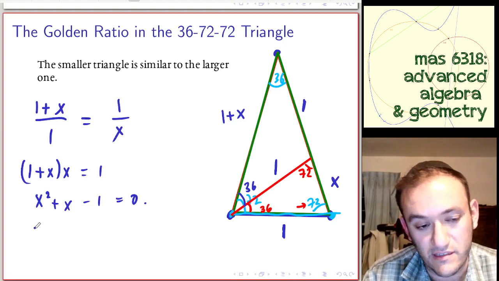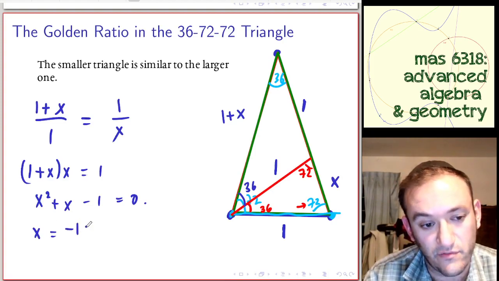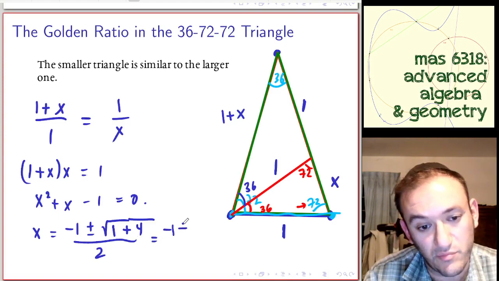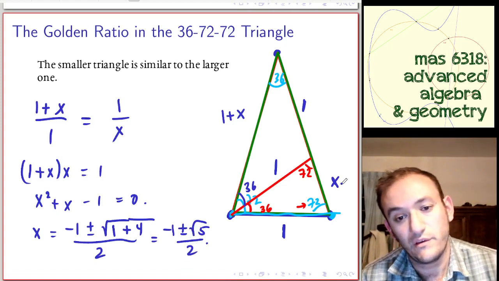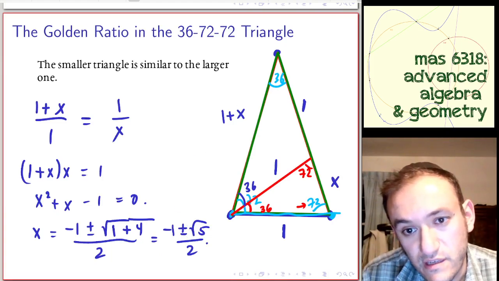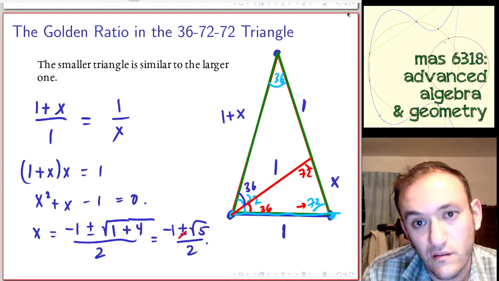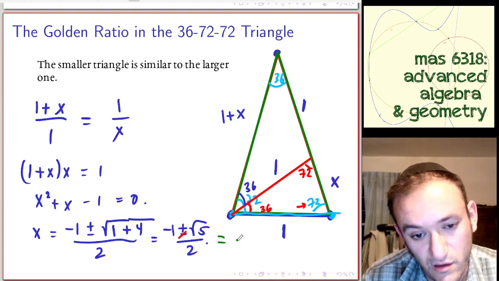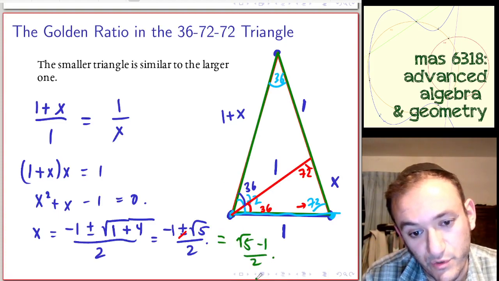Okay, and the solution to this is -1 plus or minus the square root of b squared minus 4ac, which is 1 plus 4, divided by 2. This gives us -1 plus or minus the square root of 5 over 2. Okay, so we know x is a positive length, so we're not going to take the negative root. So this we deduce is going to be √5 minus 1 over 2.